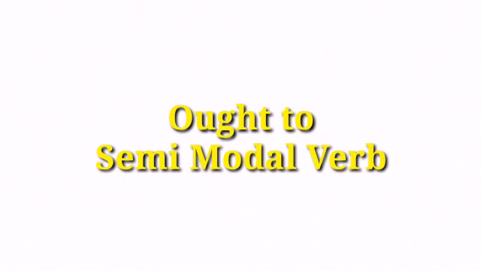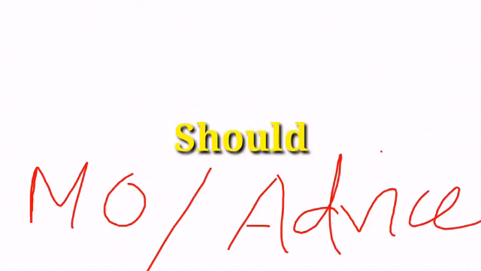The last modal auxiliary is ought to. It is also known as a semi-modal verb because unlike other modals, it's followed by to, but like a modal verb, its following verb doesn't change its form. In function, it's very similar to should. It also expresses moral obligation and advice.